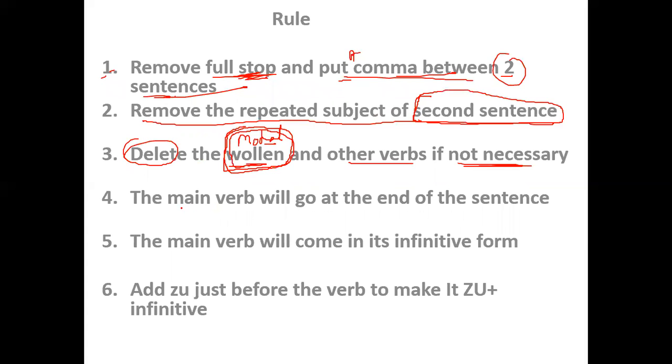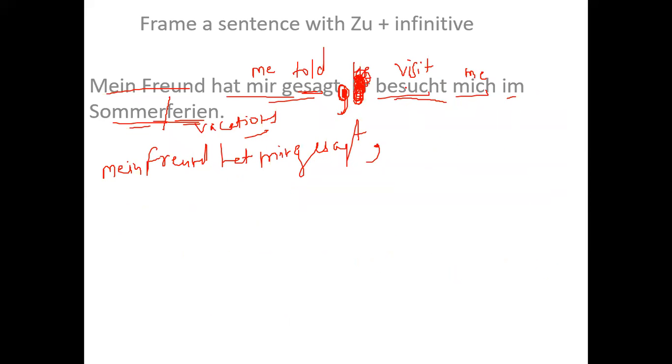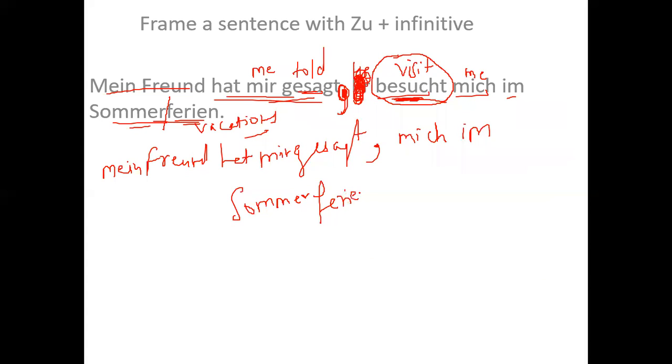Now here it says the main verb will go at the end of the sentence, right? Now here, this besuchen, besucht will come at the end of the sentence, because my friend has told me to visit me in summer vacation. So "to visit" is coming in the middle, but in German, "to visit" shall come at the end. So I would write mich im Sommerferien, and then "to visit" shall come at the end of the sentence.